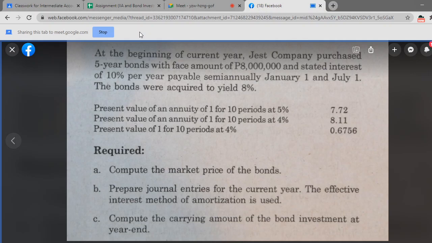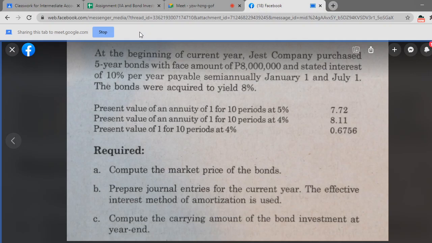So for this problem, that's 10 periods because it is 5 years, tapos twice a year kasi semi-annual. So, our next problem here is which rate to use. If you are using the present value factor, you always use the effective rate. Okay? So, kung tanawon nimo, ang effective rate is 8%.